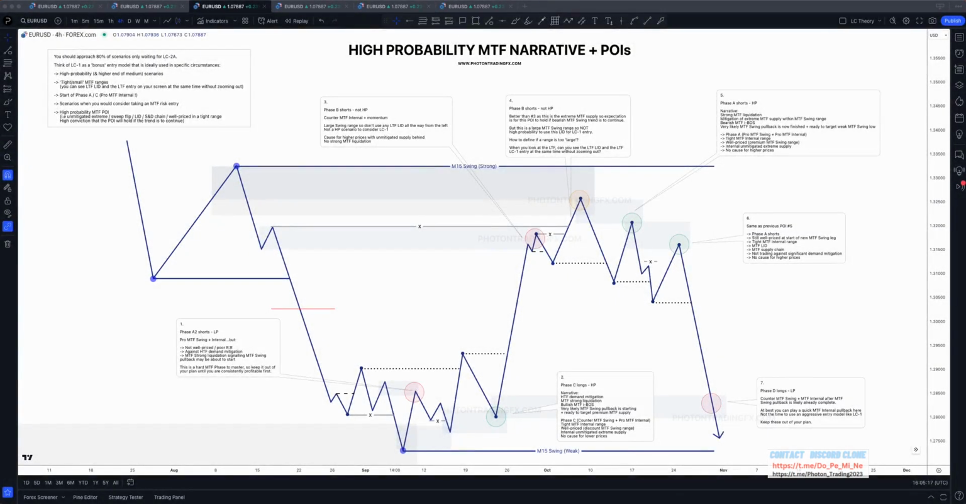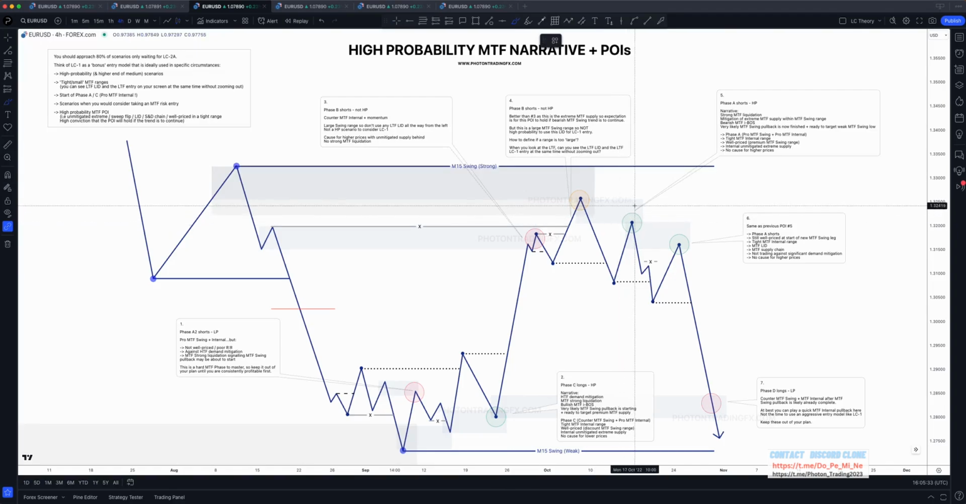Alrighty, let's go through some trade examples and I'm going to separate these out in terms of phases. So let's look at phase A first. Of course, phase A is when we are trading pro swing and pro internal, right? We have that full alignment.